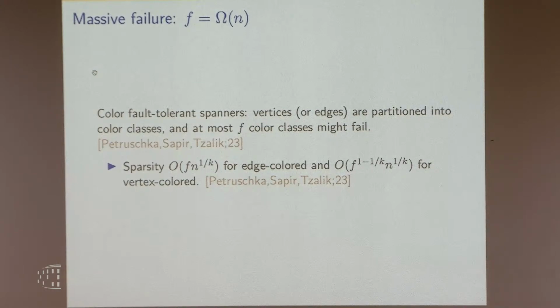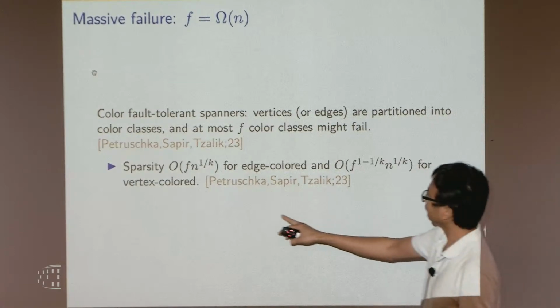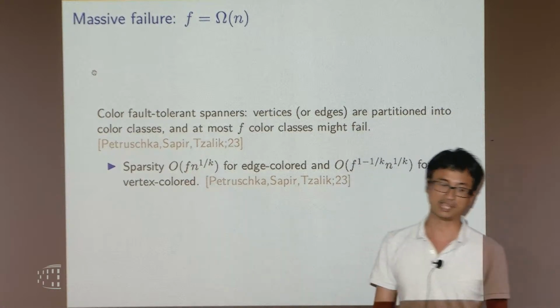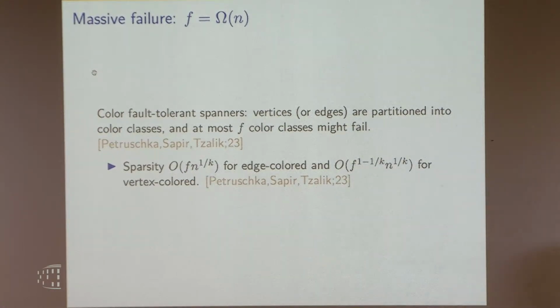So basically, you can get sparsity of F times n to the 1 over k. So really similar to the classical spanner, but you pay more in terms of F, which is the number of classes that fail. And really, in this model, up to a linear number of vertices or edges could fail, depending on how many vertices are in a color class. So I think this is very interesting. It's also surprising that they can tolerate so many faults.